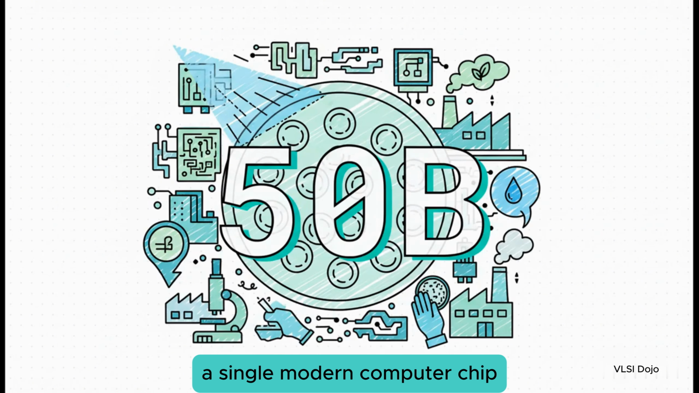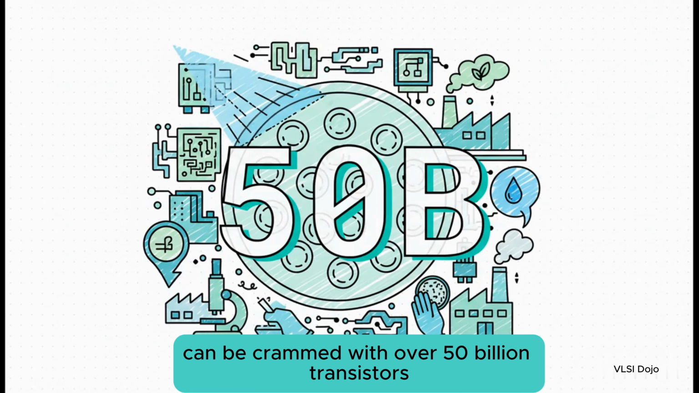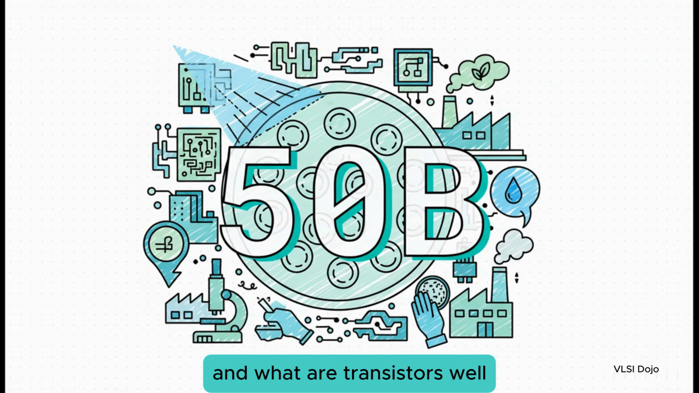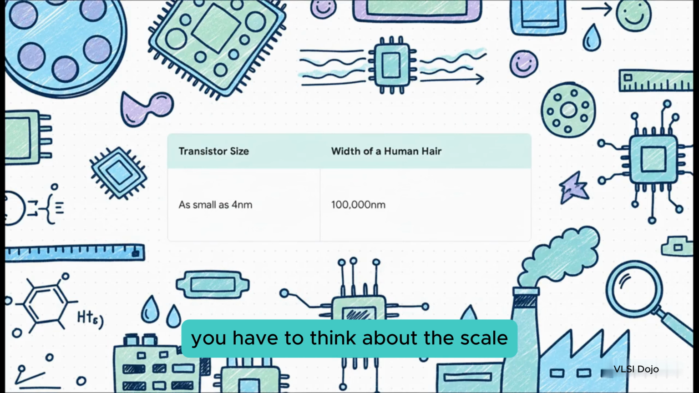A single modern computer chip, that little thing smaller than your fingernail, can be crammed with over 50 billion transistors. And what are transistors? Well, they're just these unbelievably tiny on-off switches that are the bedrock of all digital logic and memory. To really wrap your head around that number, you have to think about the scale.